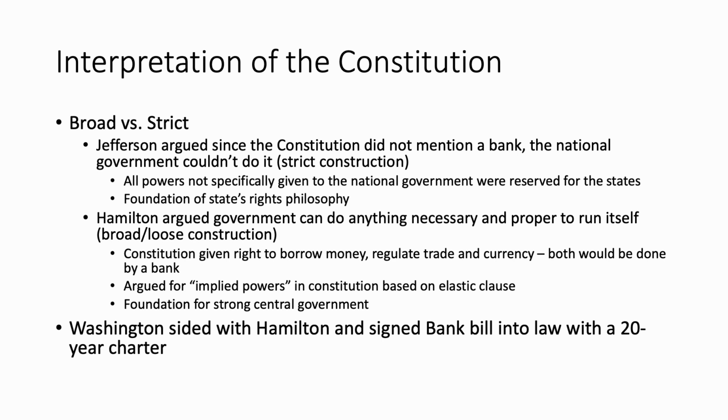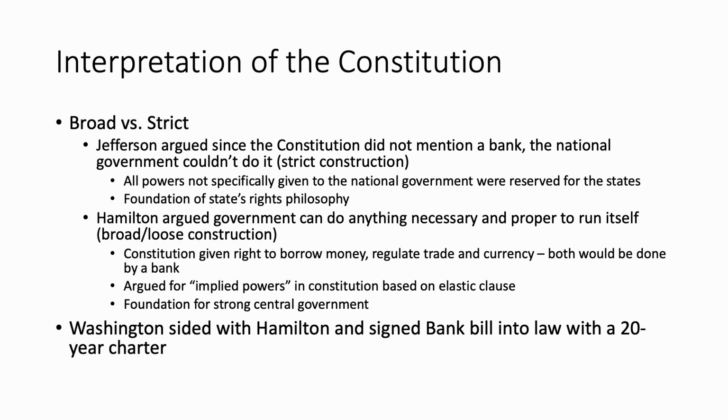Hamilton, on the other side of it, argued that government can do anything necessary and proper to run itself, which is a broad or loose interpretation of the Constitution. So Hamilton said, well, the Constitution said we can borrow money, regulate trade and currency, and these would be done by a bank. So he says that this is an implied power from the Constitution. And he wanted to use this as a basis for a strong central government.